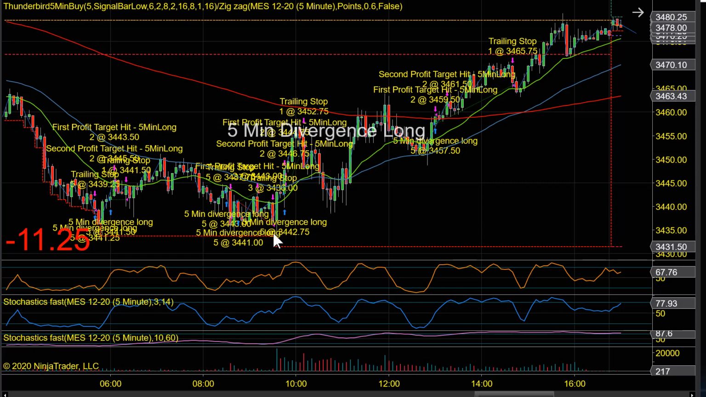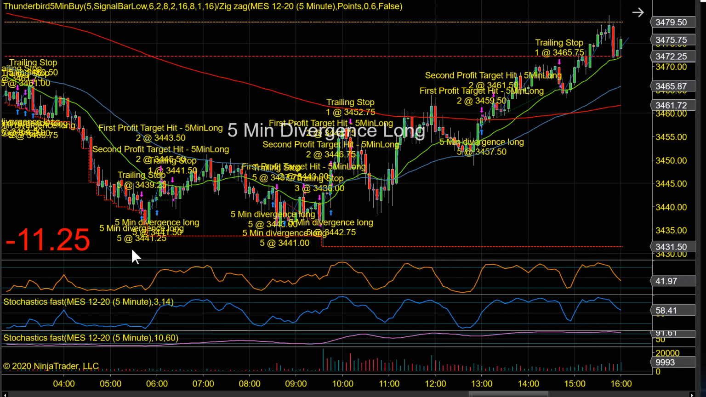It was a nice candle. A beautiful candle reversed, and then from that point it went up, and then actually a little pullback, had another divergence long, and it ran right back up. And back here there was another one, and that ran right back up. First profit, second profit. It was beautiful. I mean, this thing is just kicking butt.